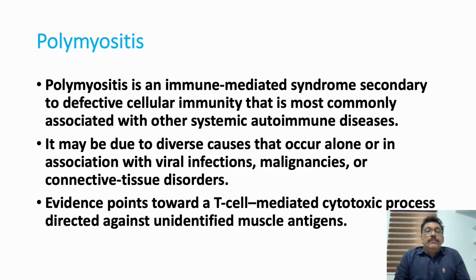So it is an autoimmune disease and it can sometimes be associated with other autoimmune diseases like SLE, scleroderma, and it can also be associated with malignancies, and it can be produced by some viral infection, bacterial infection. So these viral and bacterial infections are actually a trigger for this immune mediated muscle injury. So this is a dysregulated immune mediated muscle injury.